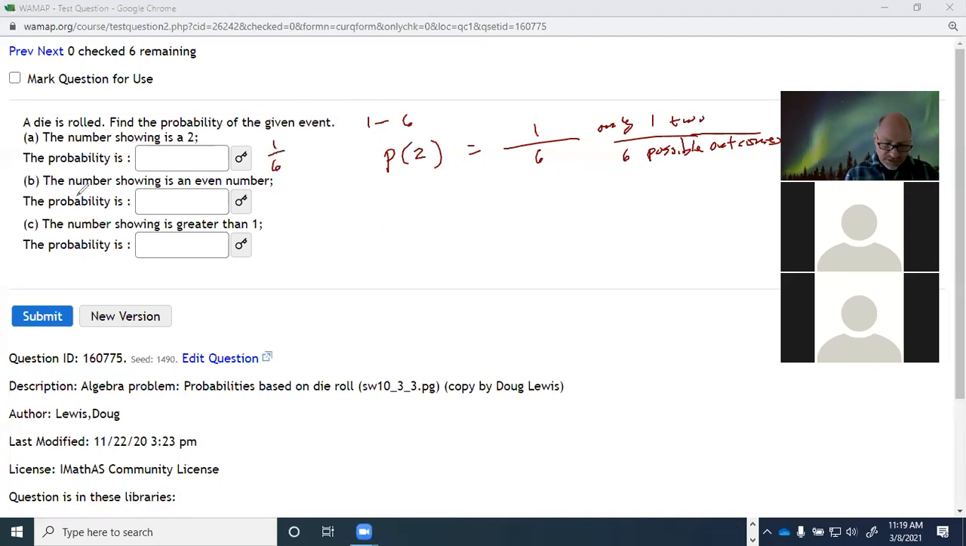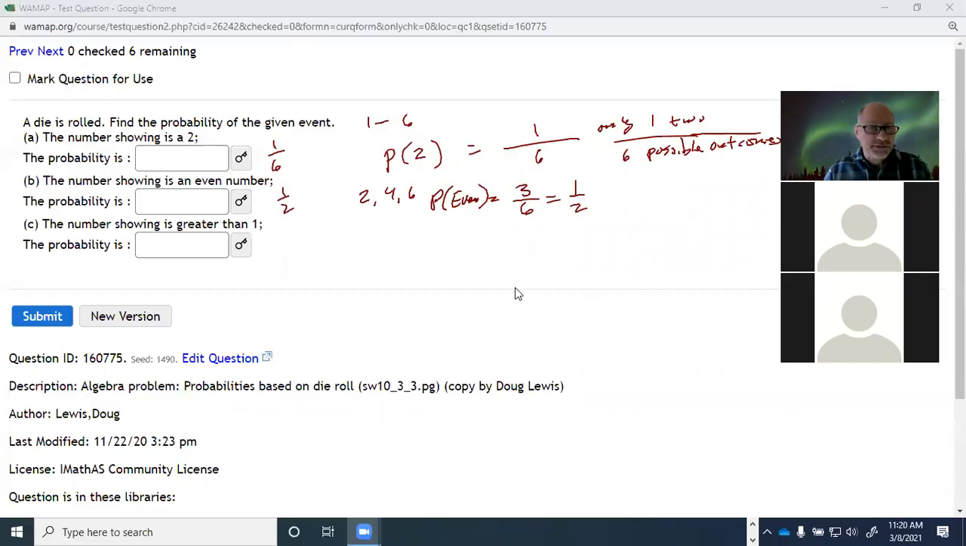And now it says the probability that the number showing is an even number. Well, even numbers are 2, 4, and 6. So there's 3 even numbers. I'll just write probability of even. There's 3 even out of 6. Well, that's 1/2. We'll reduce the fraction. And lastly, I'm going to pause the video here and ask you to go ahead and tell me the probability that the number showing is greater.